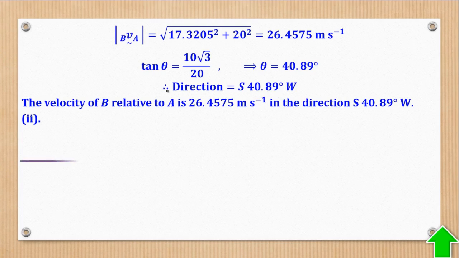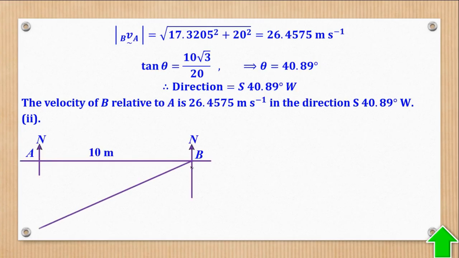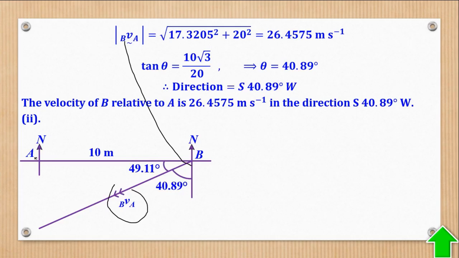Then for Roman 2, we shall first join the initial positions of A and B at that instant. They are 10 meters apart, so draw a line because it is now B relative to A. So at B is where you draw the relative path. Then from A, you drop a perpendicular.